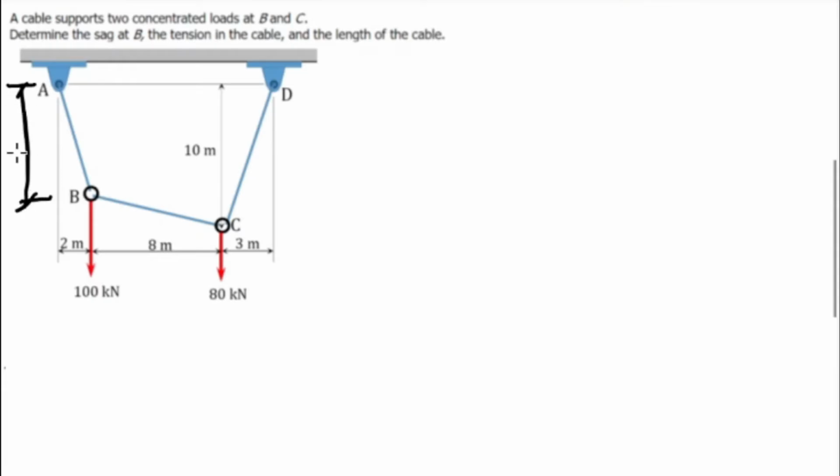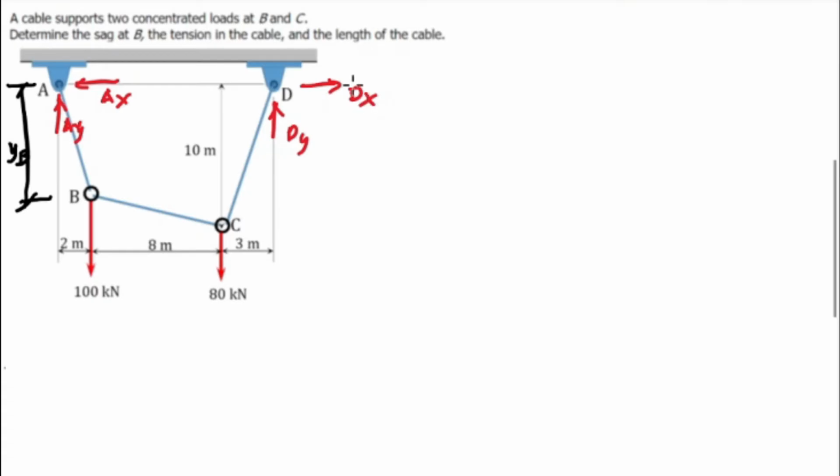This is the sag YB. And we have reactions at point A: we have A sub Y and A sub X. While at point D, we have upward D sub Y, and to the right, we have D sub X.